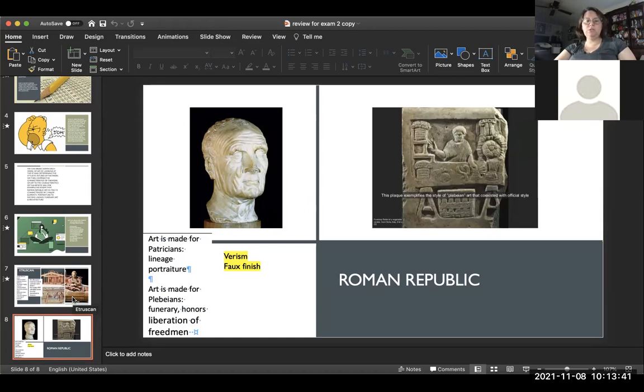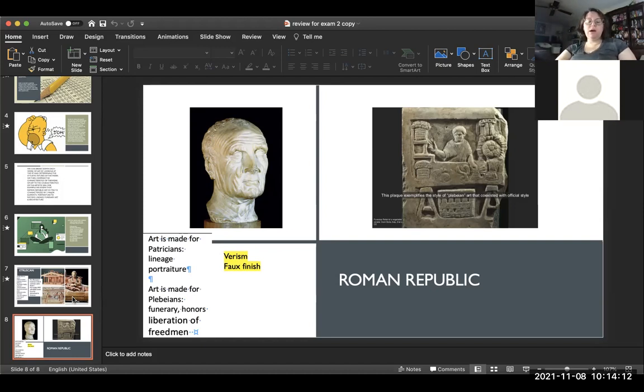Purpose one is to record lineage. So art that shows ancestral heritage. Remember, there are no photographs. So in order to prove that you're a patrician, you have to prove that your dad and brother before you were a patrician, or your dad and your grandfather were a patrician. And so because of that, we often have lineage sculptures.